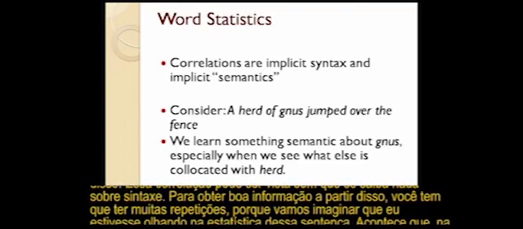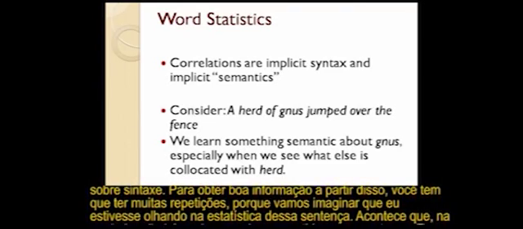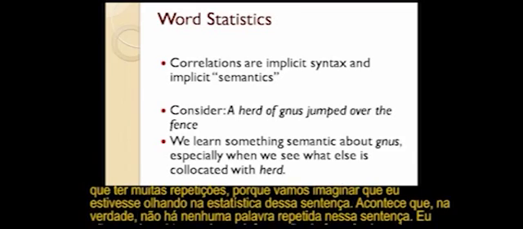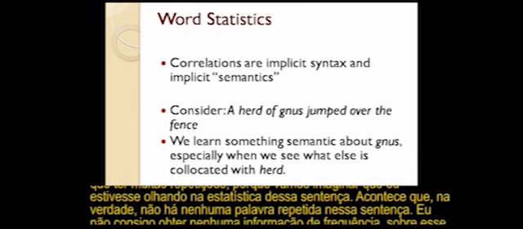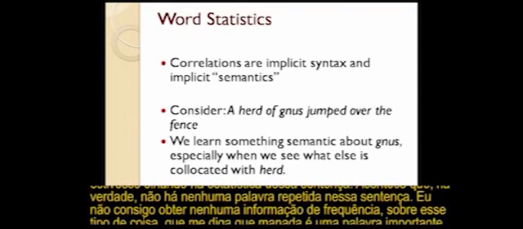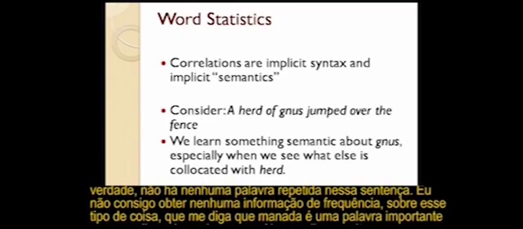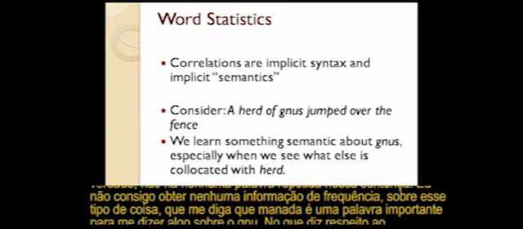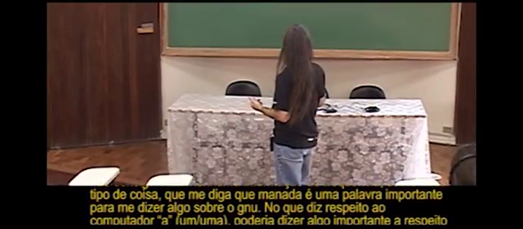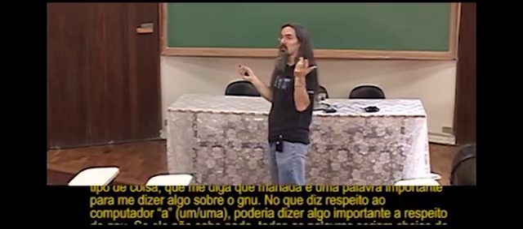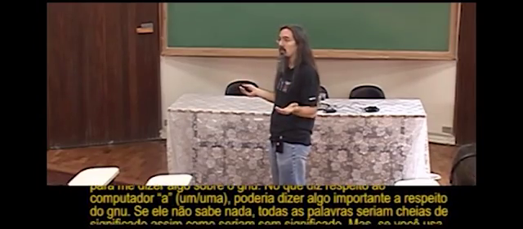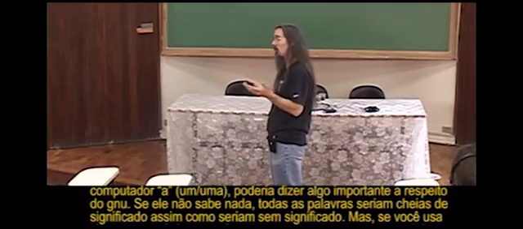In order to get good information out of this, you need to have a lot of repetitions, right? Because let's imagine that I was just looking at the statistics of this sentence. Well, it happens that there aren't any repeated words in this sentence, right? So I can't get any frequency information from something this short that tells me that herd is an important word that tells me something about a gnu, right? As far as the computer's concerned, could be the important word that tells me about gnu. If it doesn't know anything at all, the words are equally meaningful, as in they're all equally meaningless.